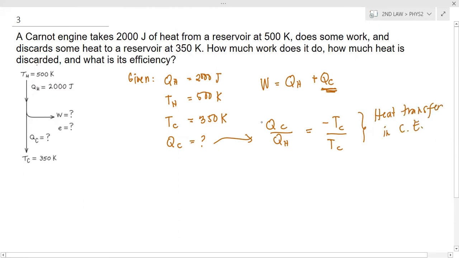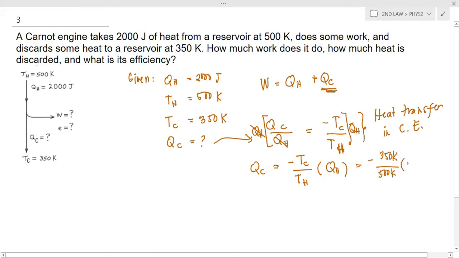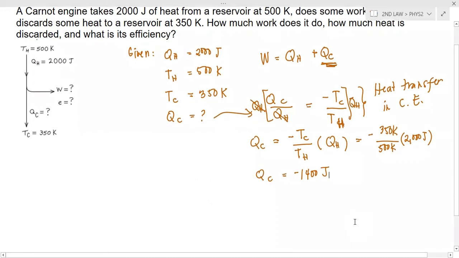So we will multiply QH on both sides, so we will be left with QC on the left-hand side. QH will be cancelled out. QC is now equal to negative TC over TH times our QH. Now I will substitute our given. So that's negative 350 Kelvin divided by 500 Kelvin times 2000 joules. So our QC is equivalent to negative 1400 joules. So this is now our heat that was discarded in the engine.